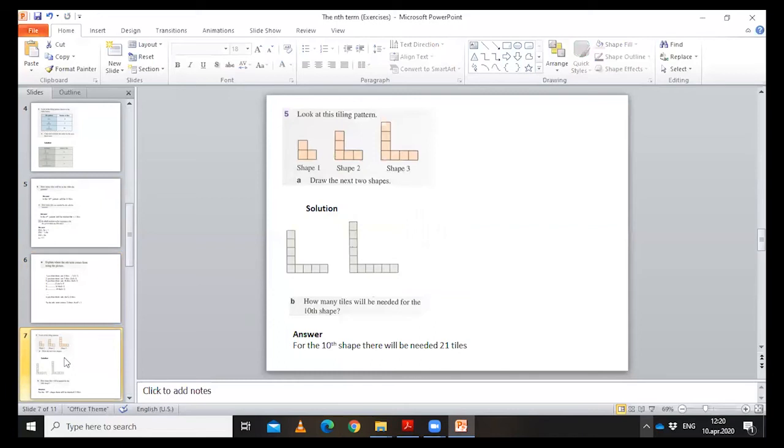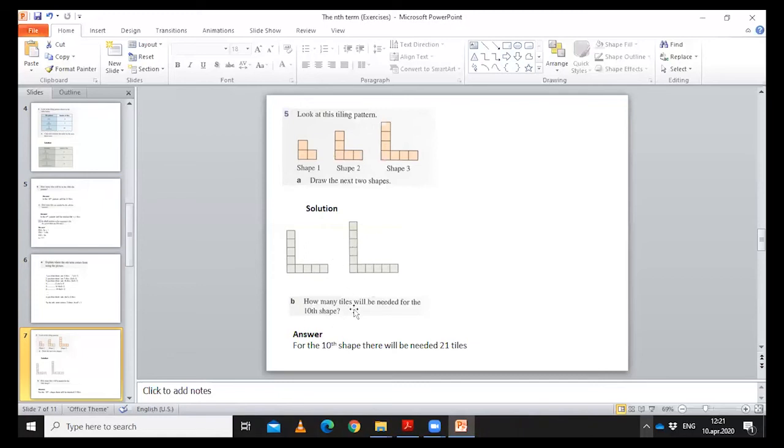Exercise 5, follow me on exercise 5. Look at this tiling pattern. The first shape consists of 3 tiles, the second shape of 1, 2, 3, 4, 5, so 2 more, the third of 7. Answering A, draw the next 2 shapes: we use the same difference that we were able to see in this example, 2 more. That's why the next shapes will have 1, 2, 3, 4, 5, 6, 7, 8, 9, and the next will have 11.